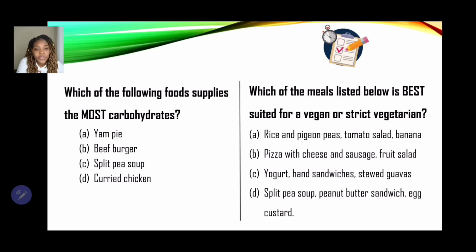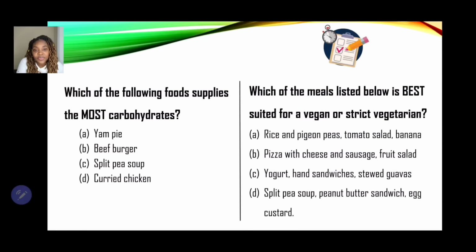Which of the following foods supplies the most carbohydrates? So we see most there in all caps, meaning that what? Some of these foods in the options may have some level of carbohydrate in there, but we're asking for the most, right? So A, yam pie. B, beef burger. Because you know with that burger, you may have what? The bread there as well, but we're looking for the one with the most carbohydrate. C, split peas soup. And D, curried chicken.